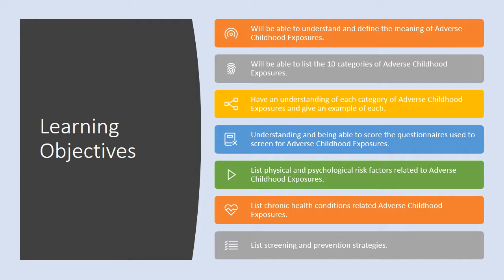Understanding and being able to score the questionnaires used to screen for adverse childhood exposures. List the physical and psychological risk factors related to adverse childhood exposures. List chronic health conditions related to adverse childhood exposures. List screening and prevention strategies for adverse childhood exposures. If you could please pause this video at this time and take the attached pretest and then resume the video.